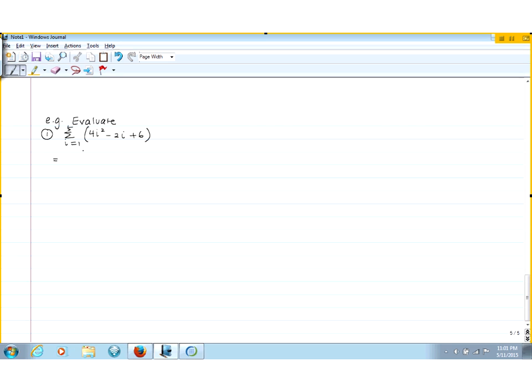Alright. Evaluate this. We can rewrite this. This is 4 times, now the 4 is a constant, I could just take it out of the summation notation. So 4 sigma i squared minus 2 sigma i plus sigma 6. Now we will write the index. i goes from 1 through 5, and this one also goes from 1 through 5.